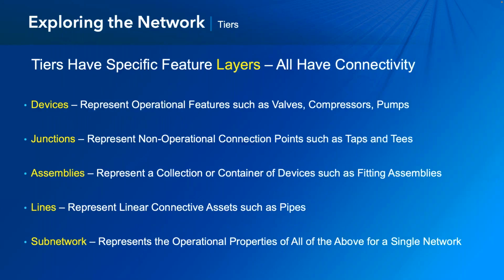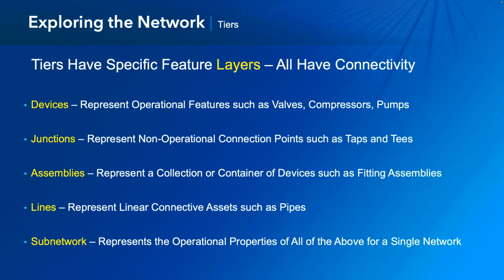Now, if we open up that tier and look at it from a pipeline perspective, devices represent things that control the flow of the product: valves, pumps, compressors, meters. Junctions are how pipes are joined together. They don't necessarily control the flow, but allow us to join the connectivity. Tees, wyes, elbows, and reducers would all be examples of junctions. Then we have the pipeline lines themselves. They represent how these points of the device and junctions are connected together.